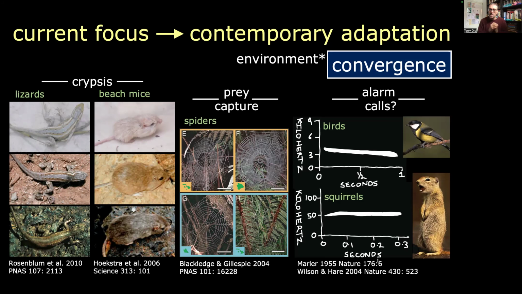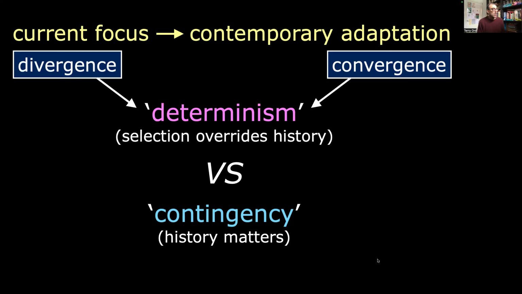So it's very specific to that function. And you can see that, at least in terms of the seet call, the alarm call in birds relative to ground squirrels, they're remarkably similar in terms of their overall design. So these, divergence on one hand or convergence on the other, are examples of contemporary adaptation, or natural selection or sexual selection, overriding that baggage of evolutionary history.